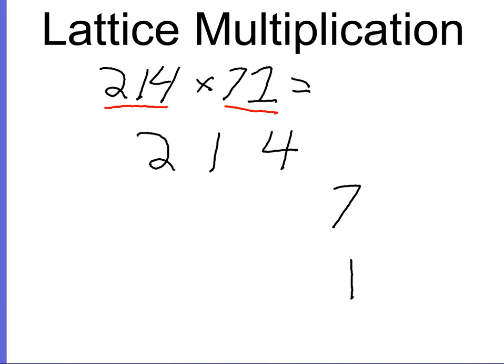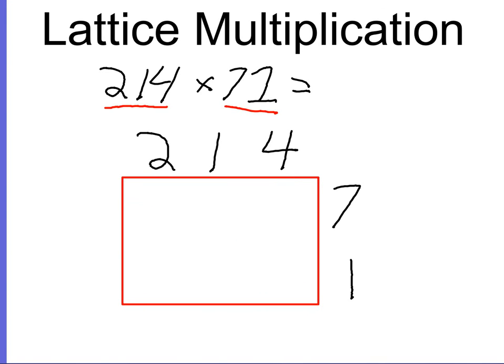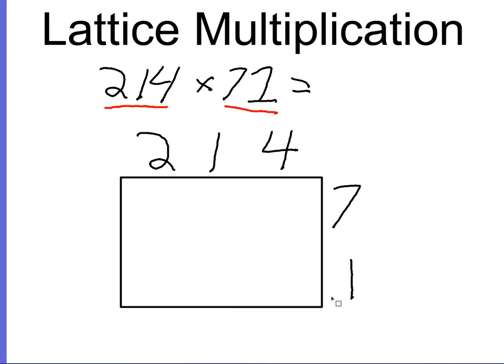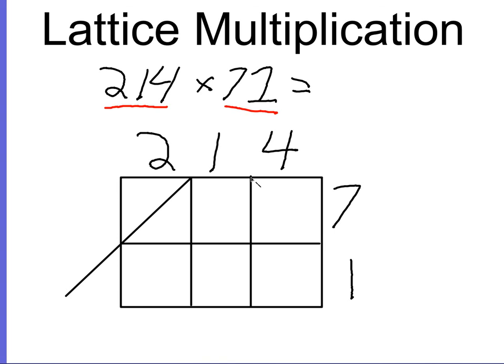Alright, same way we create the lattice. We need a big rectangle this time. And since it's 3-digit times 2-digit, we need 3 columns and 2 rows. Notice 7 has a row, 1 has a row. Each of these numbers has their own column. We still need some diagonals, same way we made the others. Down through the corners. Just do it the best you can. Might not line up perfectly like mine aren't, but it's good enough.